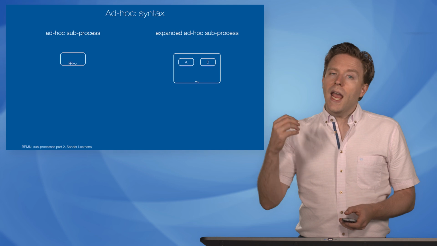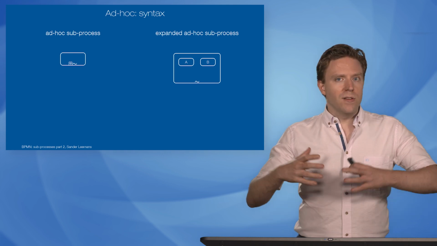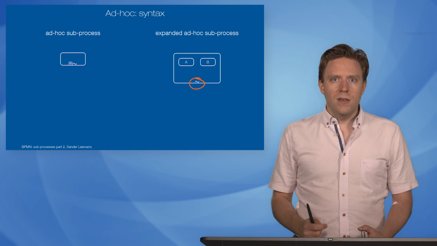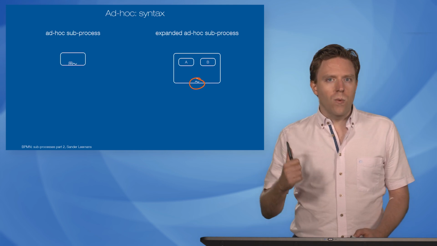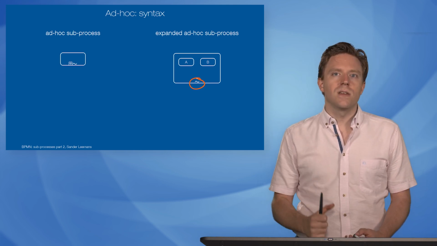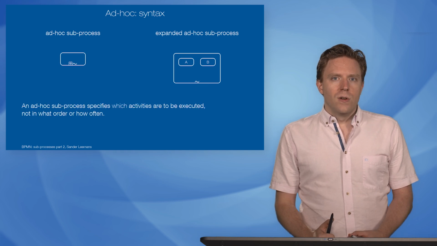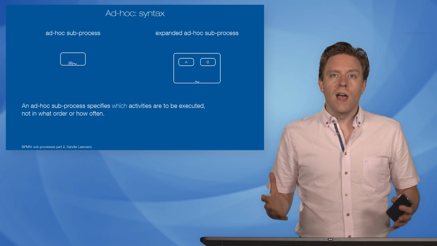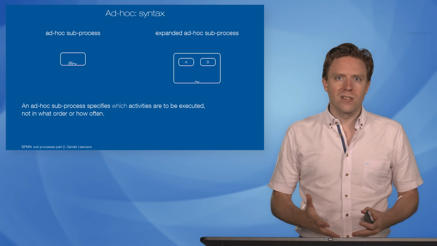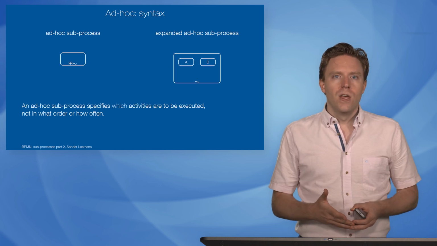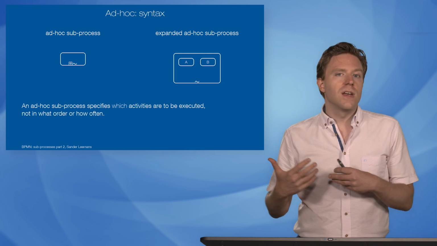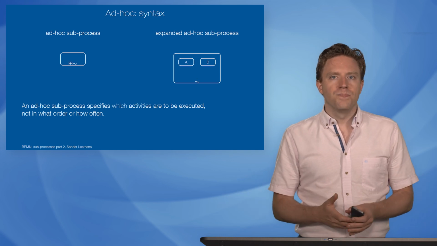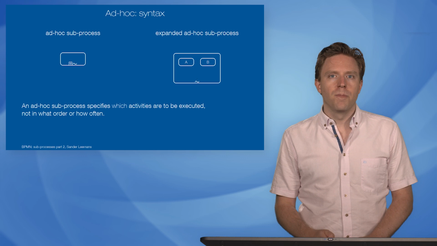You see here I have an A and a B within my expanded ad hoc subprocess, and based on this ad hoc marker, this tells me that any number of times I want, I can execute any activity within this expanded ad hoc subprocess. So you see, it tells me which activities I can execute, namely A and B in this example, but it doesn't tell me in what order, and it doesn't tell me how often. So it doesn't tell me anything around how many times I should execute them.